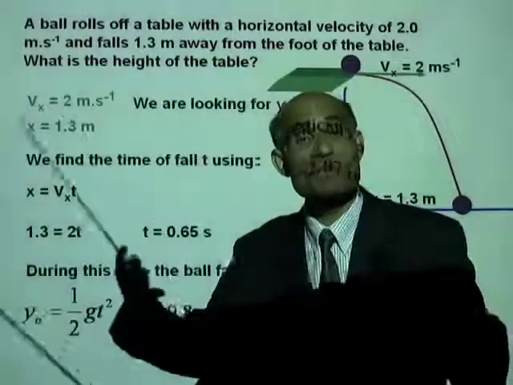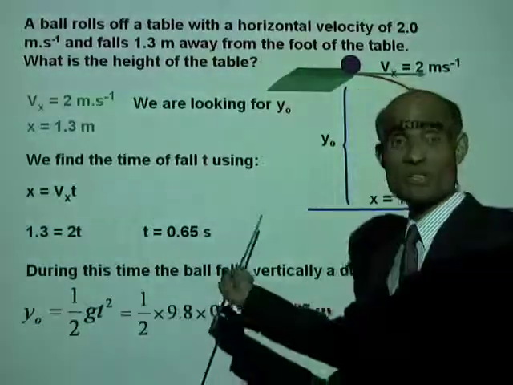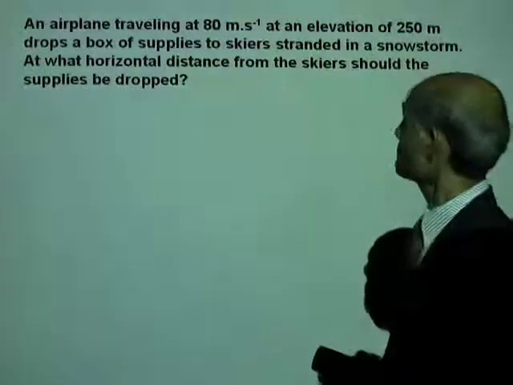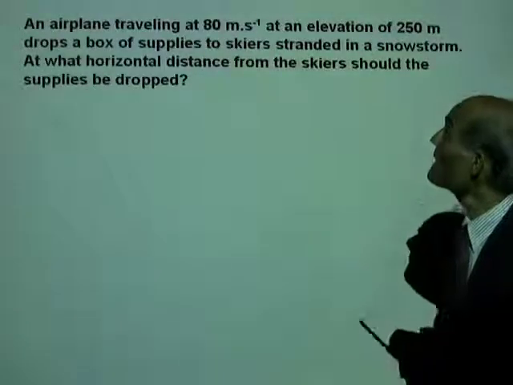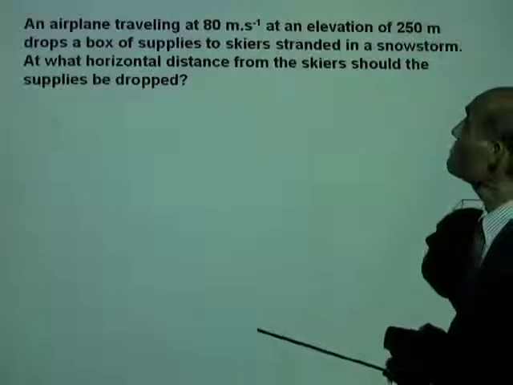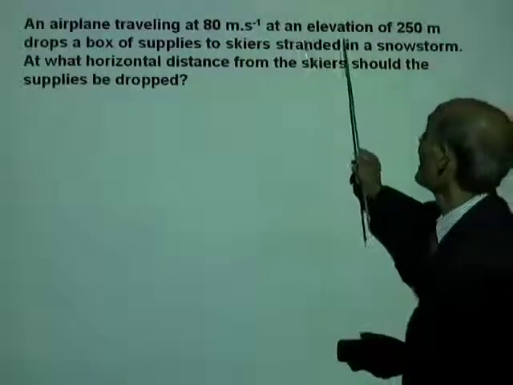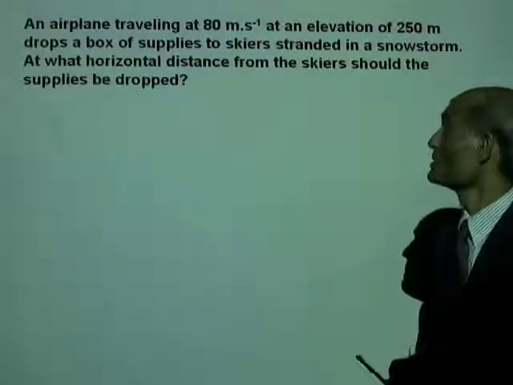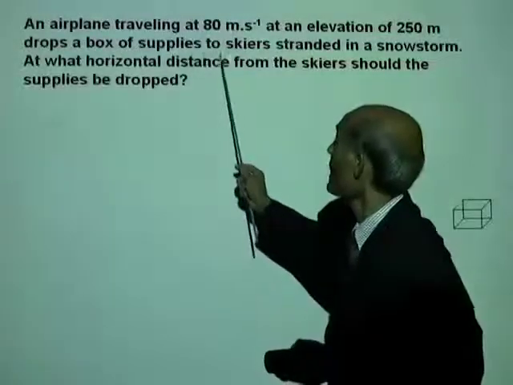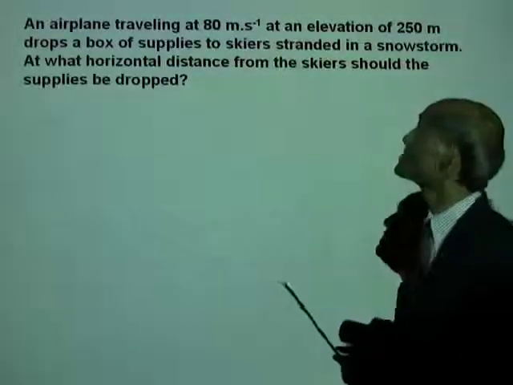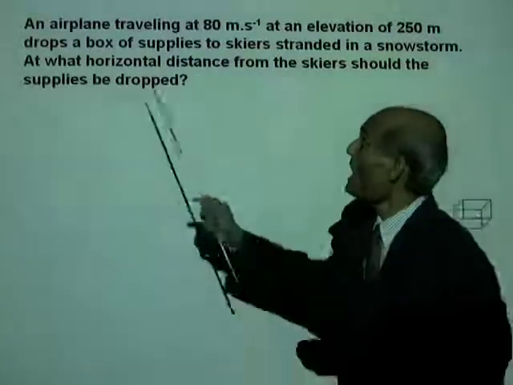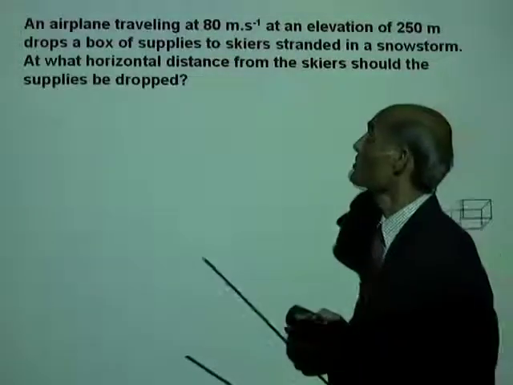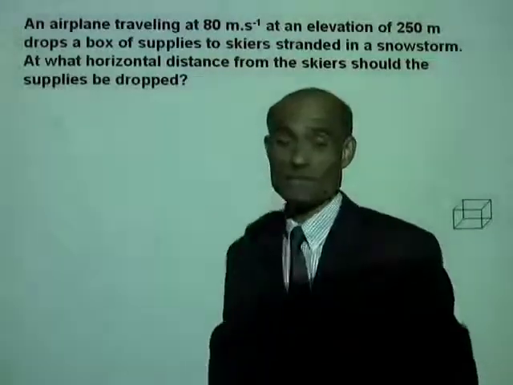You can see this can be applied in any situation of similar type. Okay, let's do another problem. An airplane traveling at 80 meters per second at an altitude of 250 meters drops a box of supplies to skiers stranded in a snowstorm. At what horizontal distance from the skiers should the supplies be dropped?